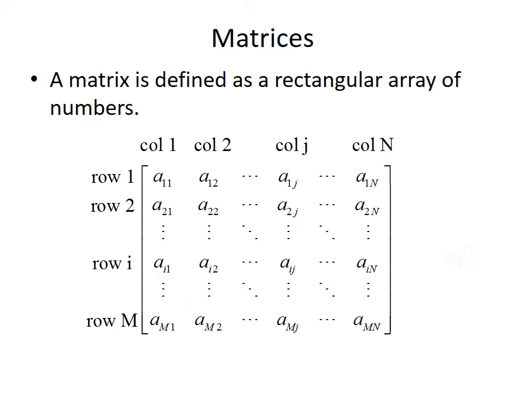The horizontal parts of the matrix are called rows, and the vertical parts of the matrix are called columns. So each entry in the matrix can be identified by its position in the matrix. For instance, in the upper left-hand corner, we have A sub 1,1. The first one says that that entry is in the first row, and the second one says it's in the first column. So if we look down towards the middle of the matrix, we have entry A sub ij. That's the entry that's in the ith row and the jth column.